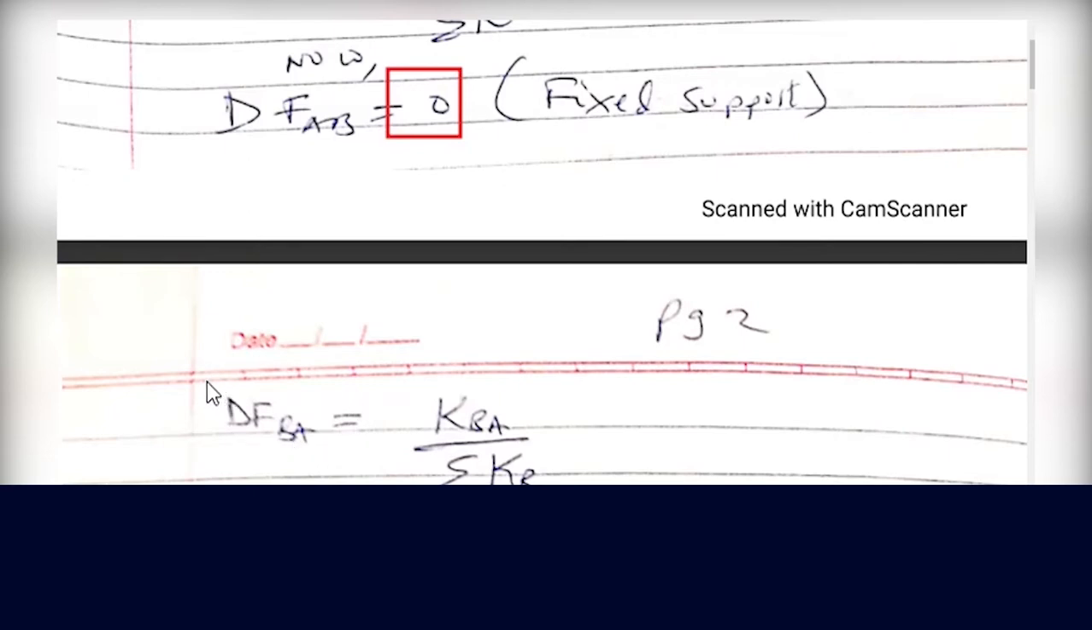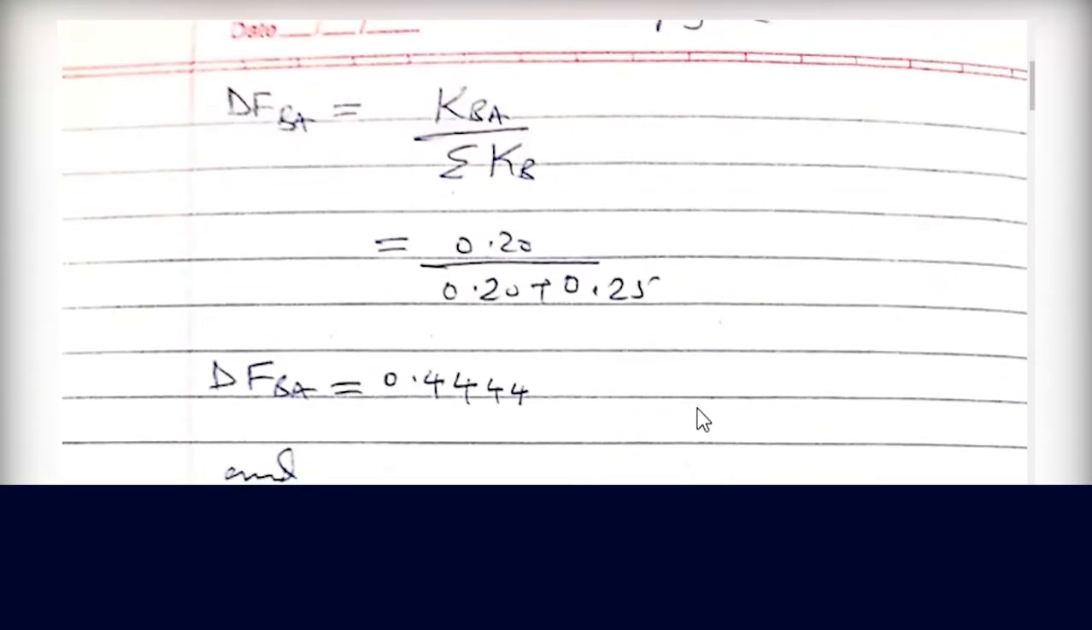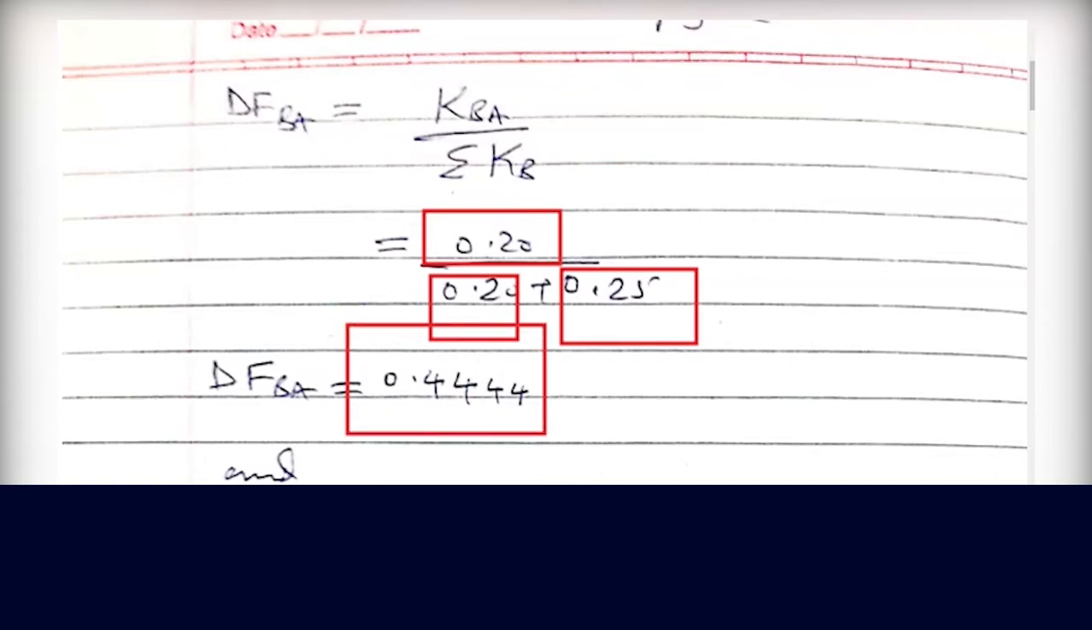Now the same applies to the distribution factor BA. As we said, it is the ratio of KBA over the summation of K at support B. So we sum the K at BA, as we calculated, which is about 0.20, and the summation of the left 0.2 plus the right 0.25. On calculation it is about 0.444. This will be the distribution factor for member BA.